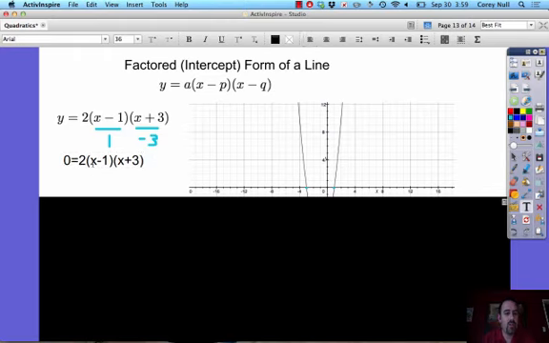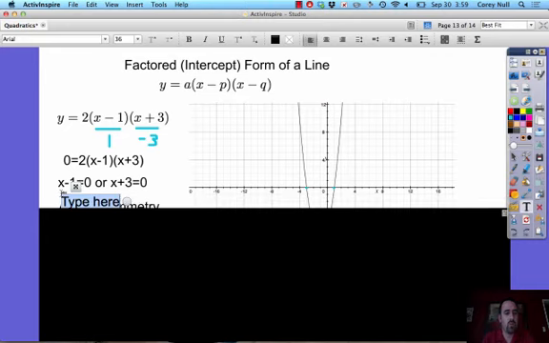So if 2 times (x minus 1) times (x plus 3), if that product equals 0, think about your knowledge of 0. That means that either 2 equals 0, well, it doesn't, right, because 2 is 2. So that's not true. Or it could be that x minus 1 equals 0. Or it could be that x plus 3 equals 0. Well, if x minus 1 equals 0, add 1 to both sides, and x equals 1. And if x plus 3 equals 0, subtract 3 from both sides, and x equals -3.